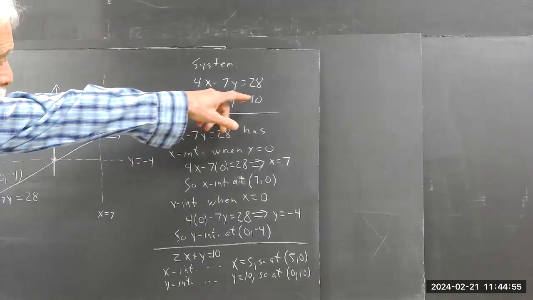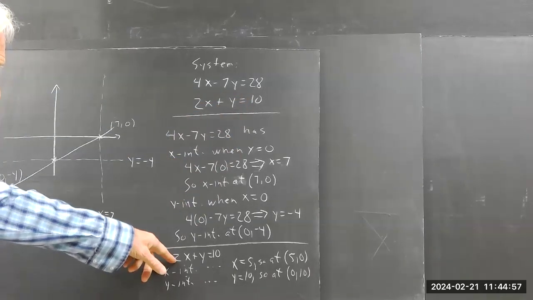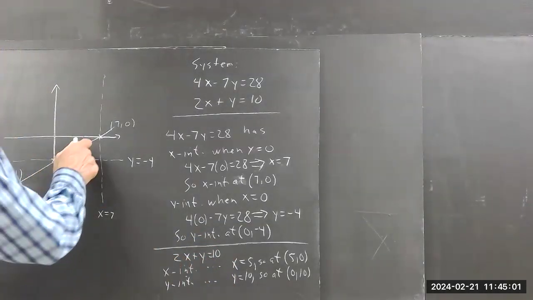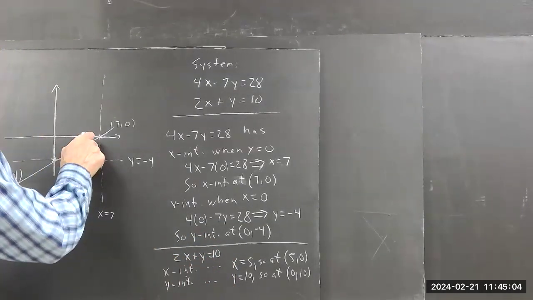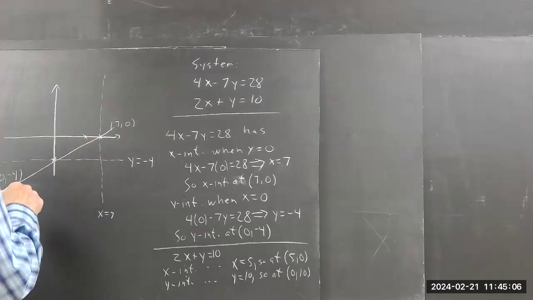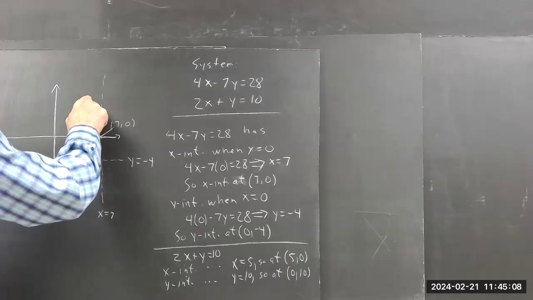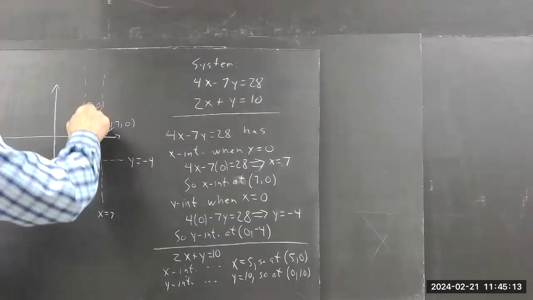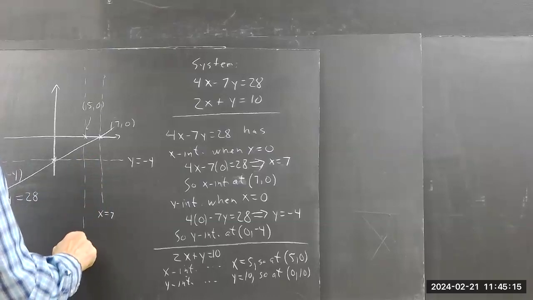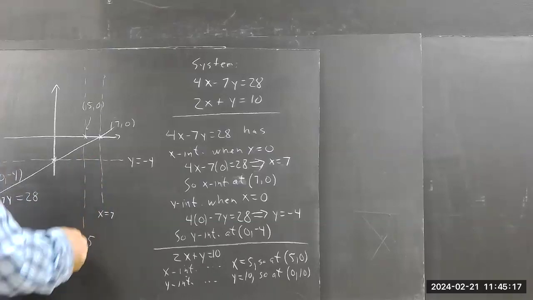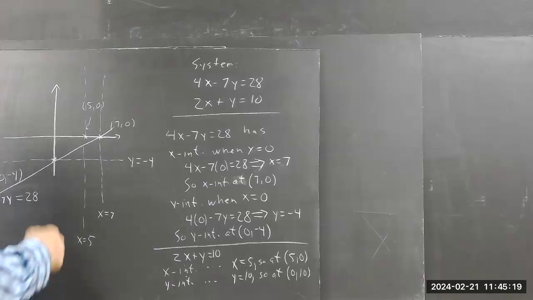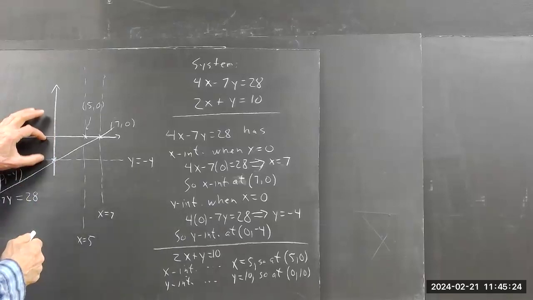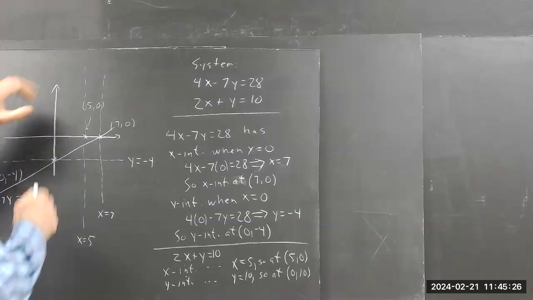Now the line 2x plus y equals 10, well, its graph has intercepts (5, 0) and (0, 10). So we've got (5, 0). Now (7, 0) is here, (5, 0) would be about here. And it just takes a second. Remind ourselves that this is on the line where x equals 5. And then we've got (0, 10). Well, if that's 4, and there's 4, 8, 10 would be up about here.